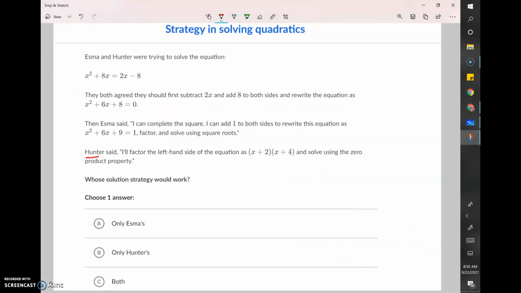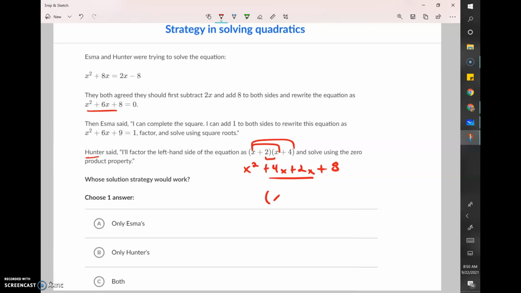I'll factor the left-hand side to x plus 2 times x plus 4. Let's see if that comes back to what it needs to. We get x squared here. We get 4x and 2x right there, and 2 times 4 would be 8. 4 and 2 combine to 6, so we would absolutely get back to where we started. So he's right about factoring that.